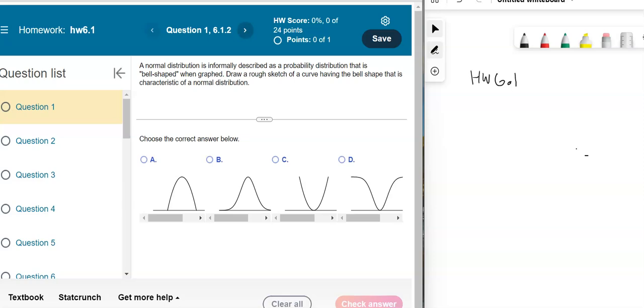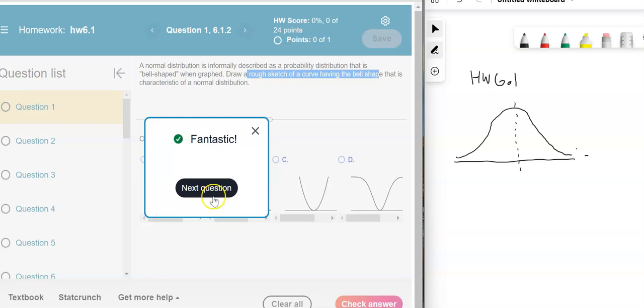This is homework 6.1. The question is, a normal distribution is informally described as a probability distribution that is bell-shaped when graphed. Draw a rough sketch of a curve having bell shape. A bell-shaped curve is like a bell. You start low, go to maximum, come back to low, and it is symmetric. Okay, so the correct answer should be B.